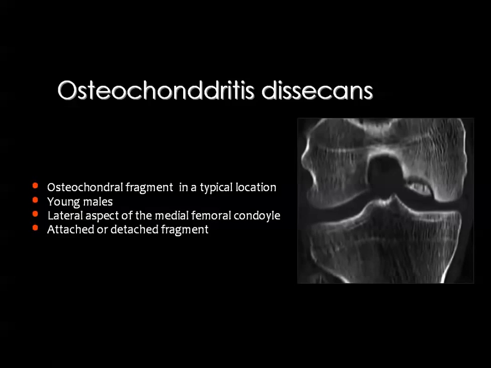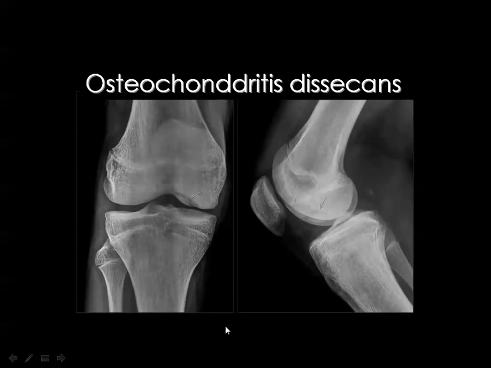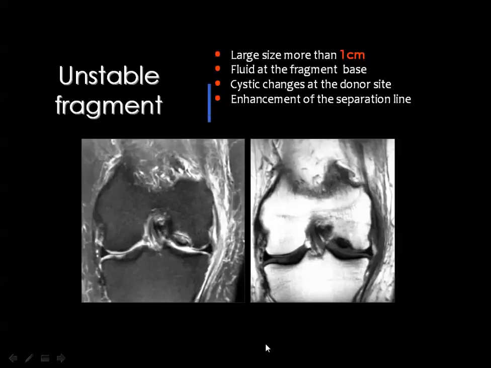Osteochondritis dissecans is a vascular necrosis occurring commonly in the medial femoral condyle, and it will result in a localized area of bone necrosis, which will later on separate from the mother bone. Then osteochondritis dissecans can be seen in the plain film, as you can see here. This is the osteochondral fragment, and this is the separation line, as you can see. But it is appreciated very well in the CT scan and also in the MRI.